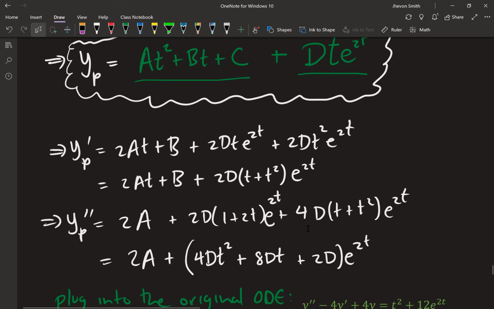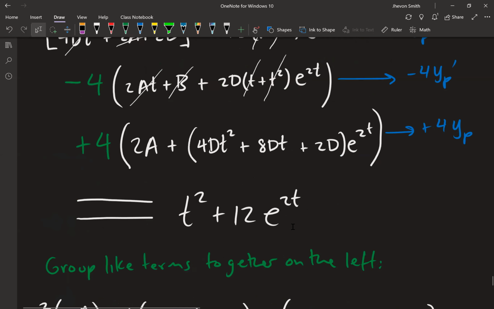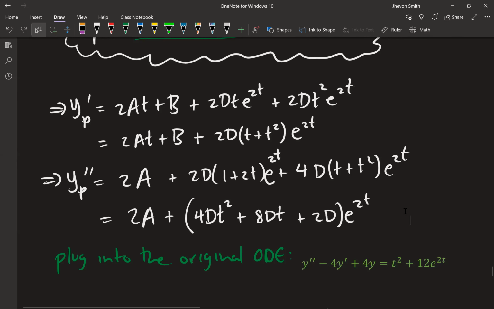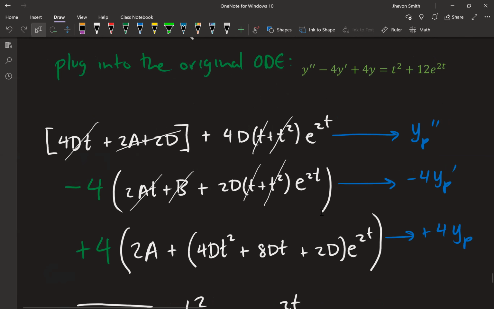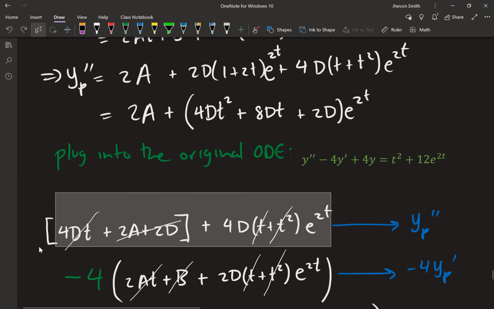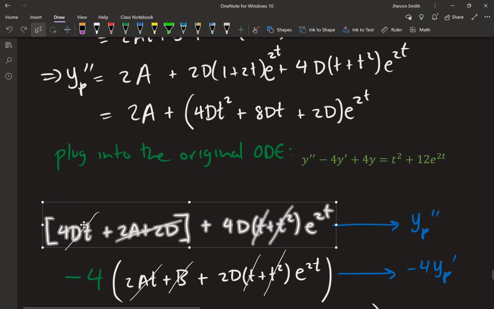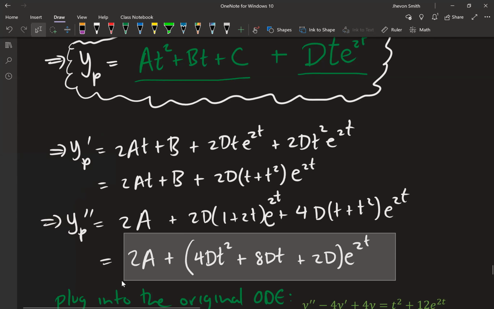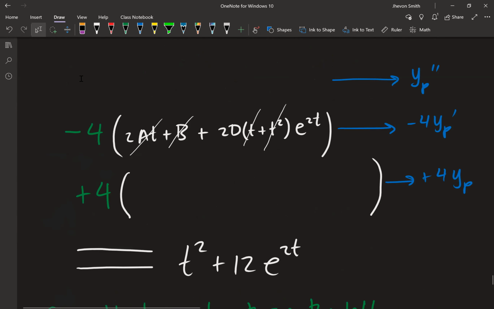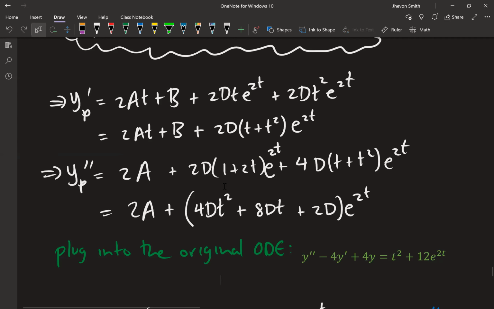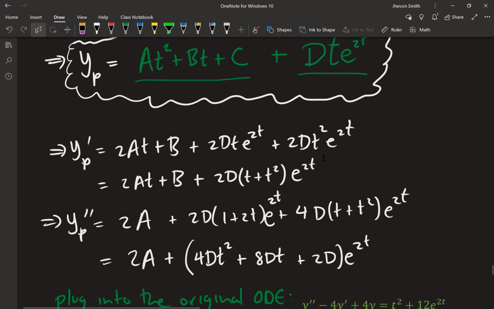What happened? Did I just copy, I copied yp double prime here. Oh, yeah. Oh, that would have been a whole other thing. So yp double prime goes in this position. Where were you earlier? Tell me that I missed this e to the 2t. And the yp prime.